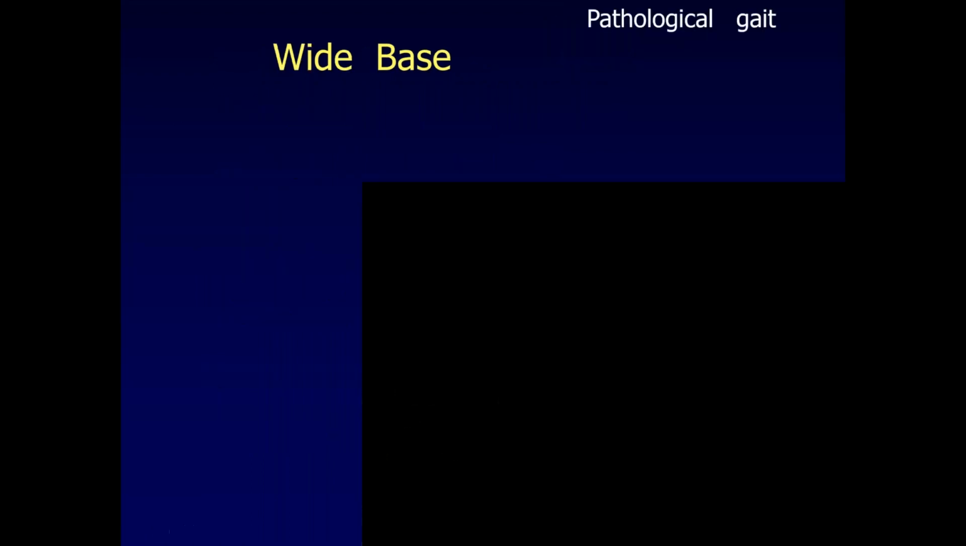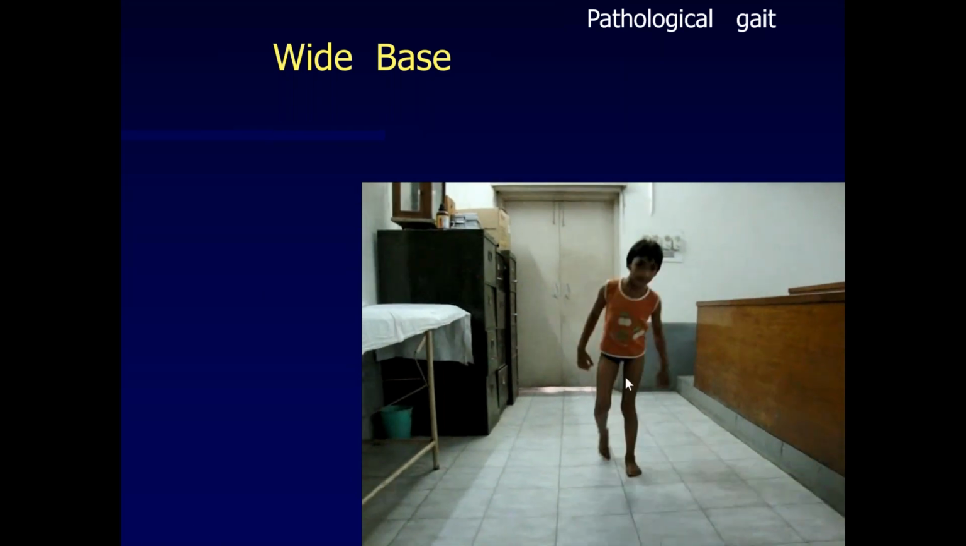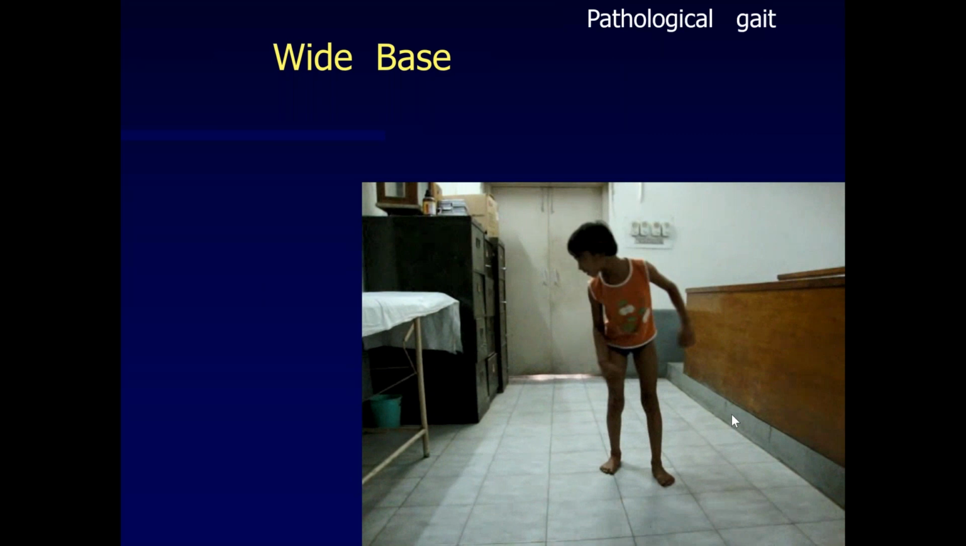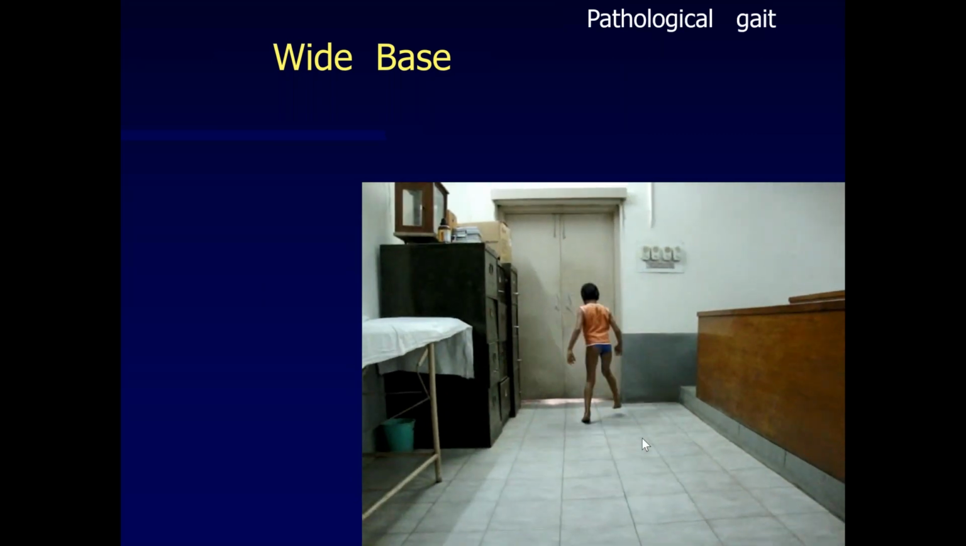For example, this child with cerebral palsy has a wide base gait and he's also raising his arms a little. So the center of gravity is falling between the two feet in a wide base gait.